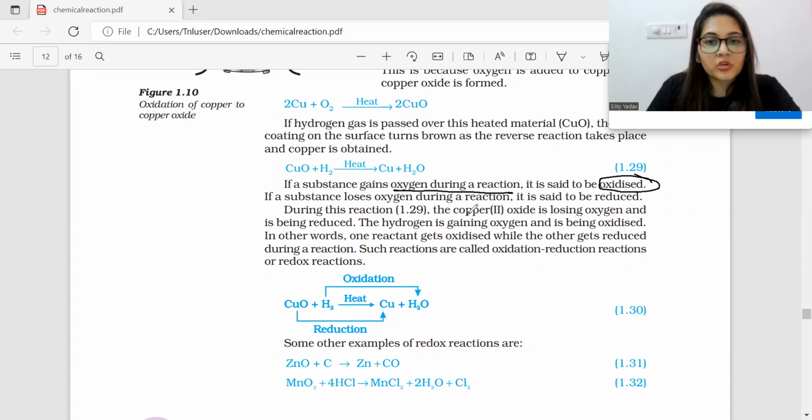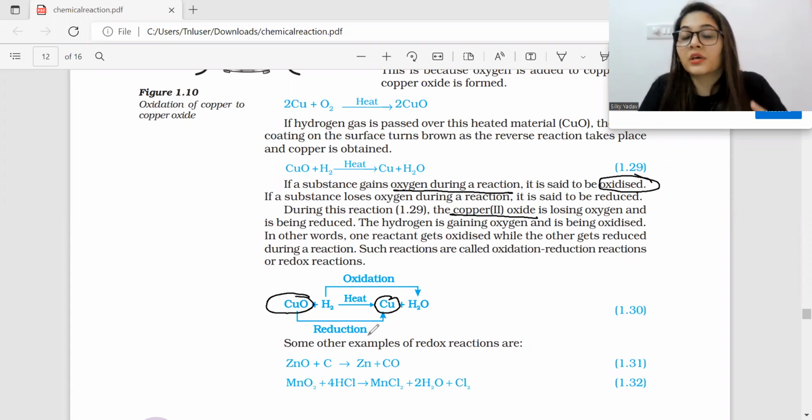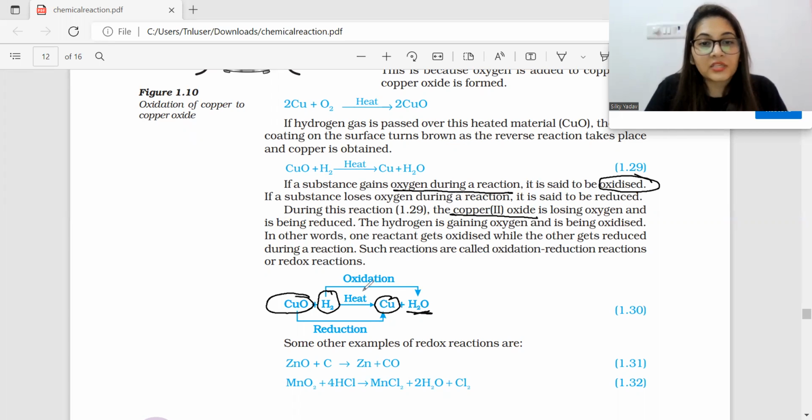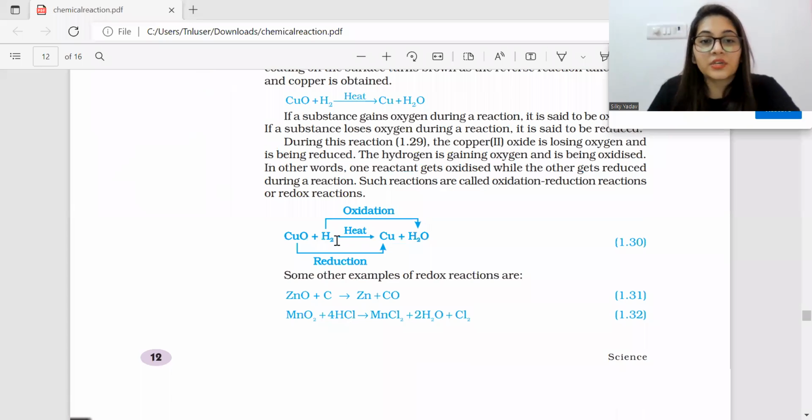Now, during this reaction, copper oxide is losing the oxygen. Can you all see? This is copper oxide, and now it is becoming only copper. That means this copper, which is on the reactant side, which is copper oxide, is now becoming copper. That is reduction, because it is losing the one oxygen atom. And because this hydrogen is gaining one oxygen on the product side, this is the oxidation. I hope that's clear to you all. What is oxidation and what is reduction?